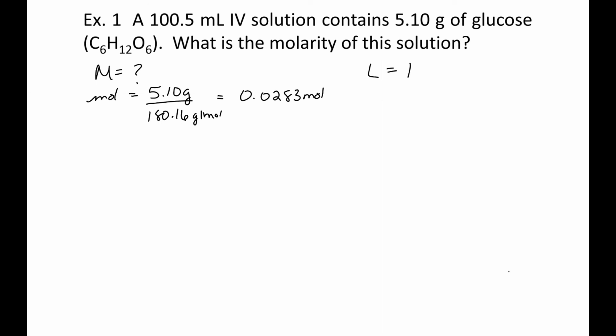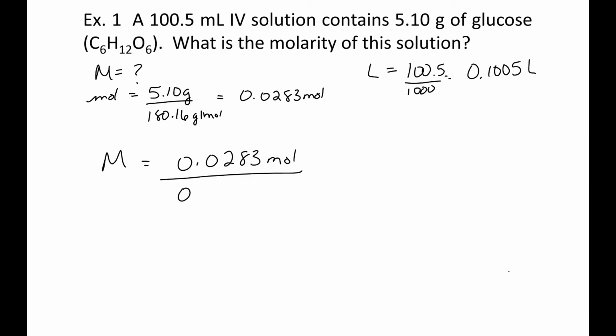And then our liters is not going to be 100.5, we have to divide it by 1,000. So 100.5 divided by 1,000 is 0.1005 liters. So now our molarity is 0.0283 moles over 0.1005 liters. Now, you don't have to define the variables on this one. I'm just showing you how to do everything.